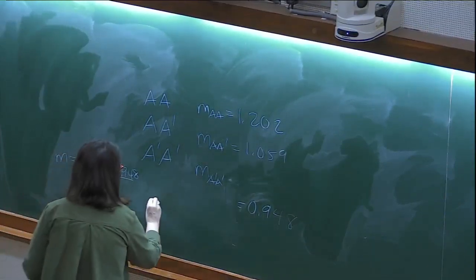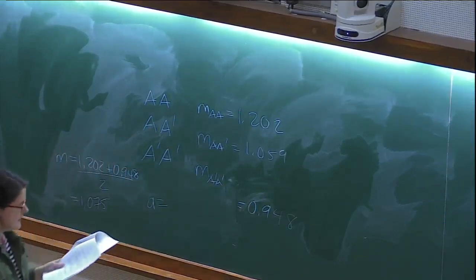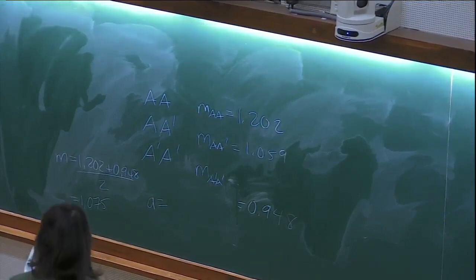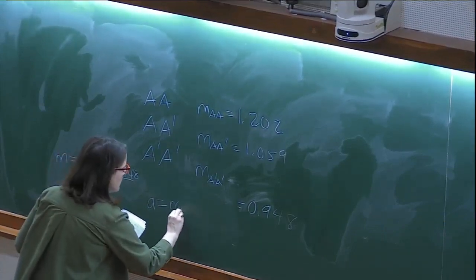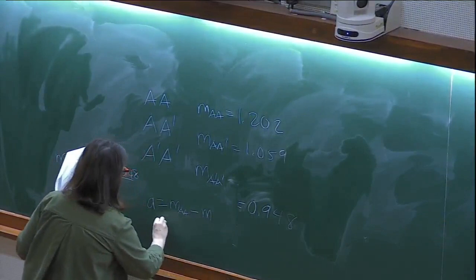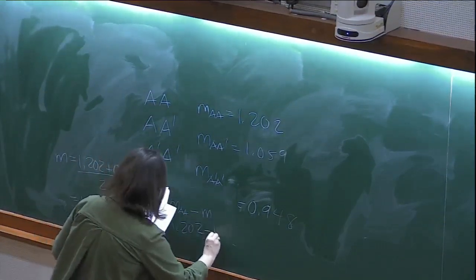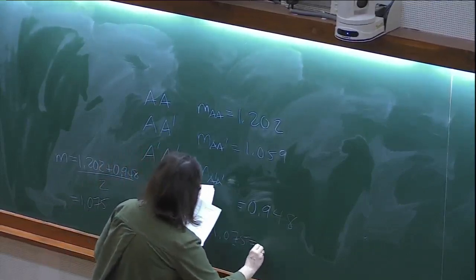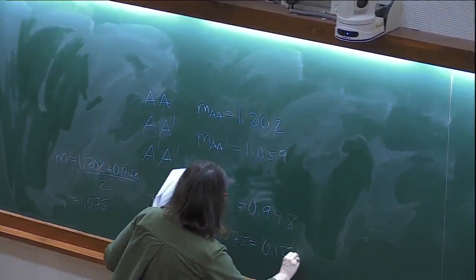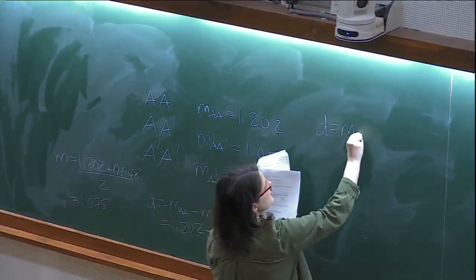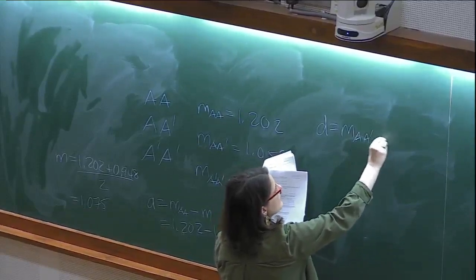So for example, looking at that, we can see that a has to be the mean of, for example, the big A, minus m. Which in this case is 1.202 minus 1.075, 0.127. And d, similarly, is the mean of the heterozygotes, minus m.